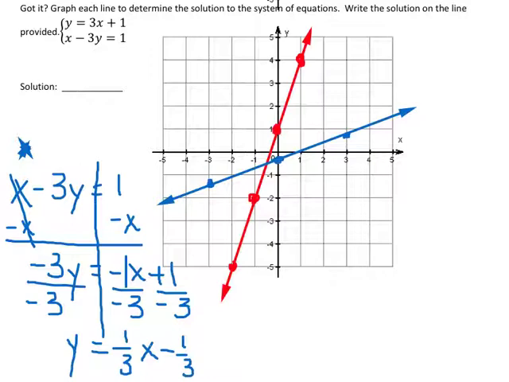And again, this is not a pretty answer because it's right in between things, but I'm going to approximate that. The x value is just about negative 1/2, and the y value is also just about negative 1/2. So I'm going to say the solution is negative 1/2, negative 1/2, and you always put that in parentheses. You could also write it as negative 0.5, negative 0.5 if you wanted to.